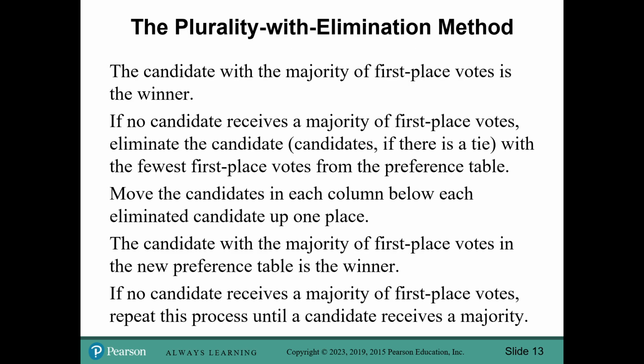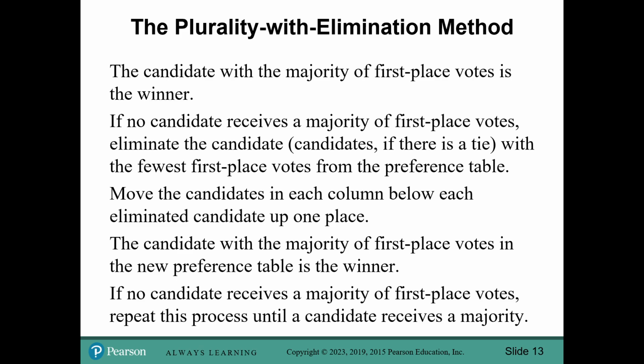Of course there is. We can look at the plurality with elimination method. The candidate with the majority of first place votes is the winner. If no candidate receives a majority of first place votes, eliminate the candidate, or candidates if there's a tie, with the fewest first place votes from the preference table. Move the candidates in each column below each eliminated candidate up one place. The candidate with the majority of first place votes in the new preference table is the winner. If no candidate receives a majority of first place votes, repeat this process until a candidate receives a majority.